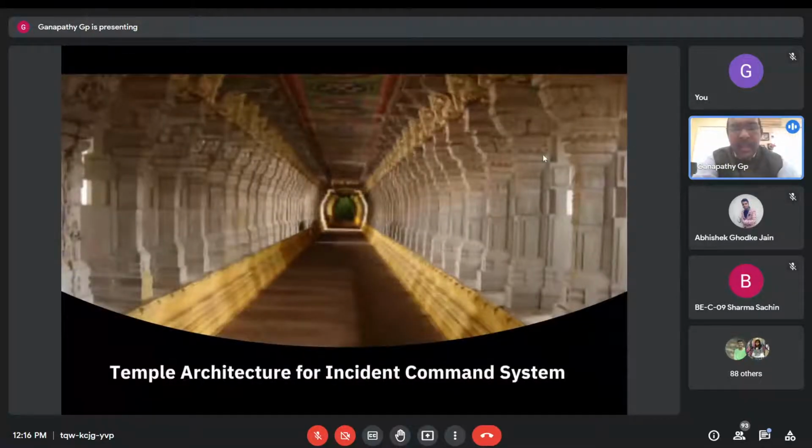And this is another temple architecture which is available in most of the places in Tamil Nadu. If you find it out, these areas were used as a traditional incident command system, because when there was any war or any kind of disaster, people would assemble over here and talk, so that it would be audible everywhere, and it's easy to understand.